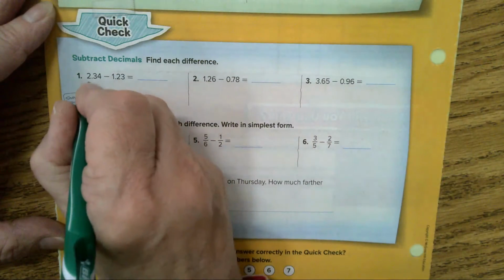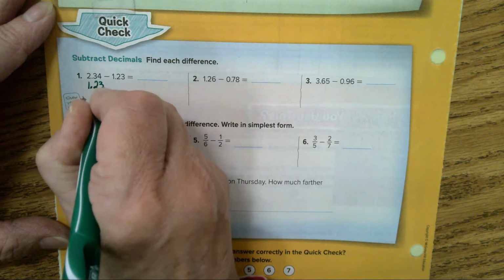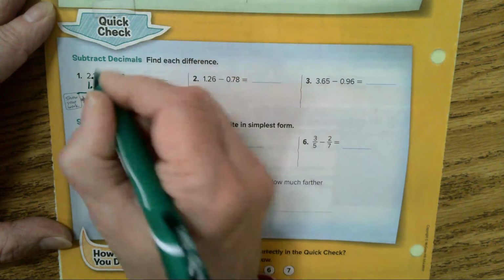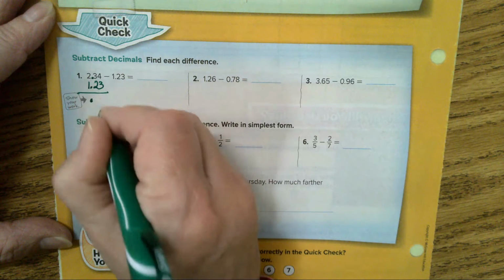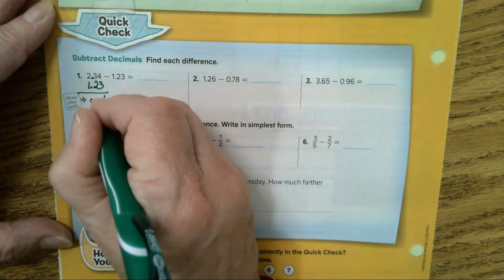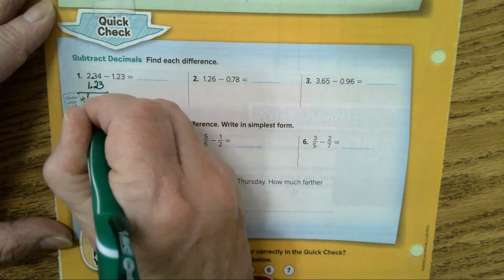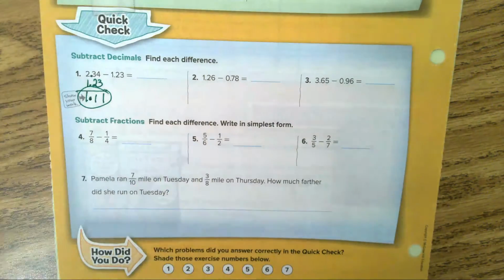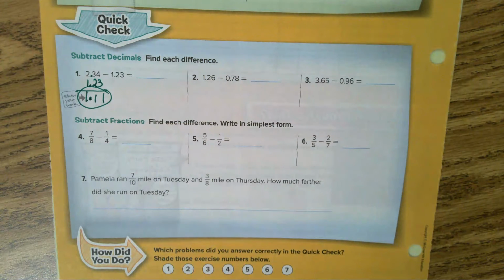Line your decimal points up. You are subtracting 4. I'm going to put it in there. 4 minus 3 is 1. 3 minus 2 is 1. The answer is 1 and 11 hundredths. Any questions on that? Everyone's doing okay? Good.